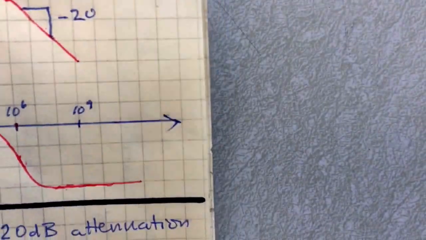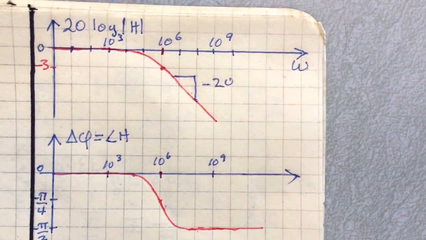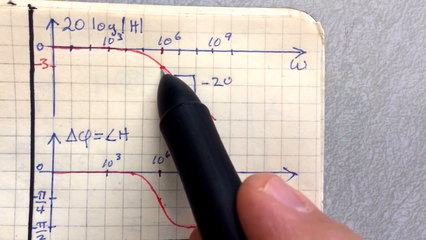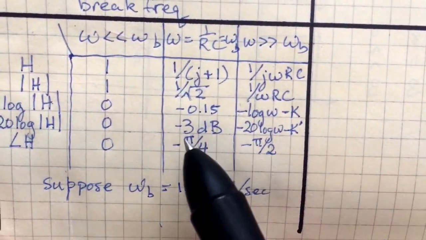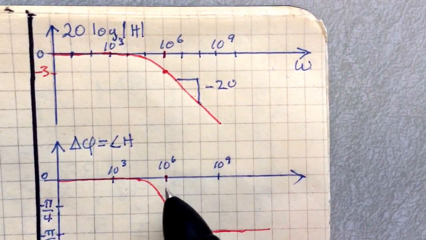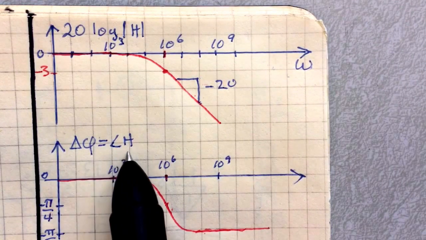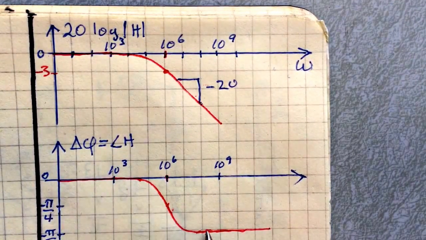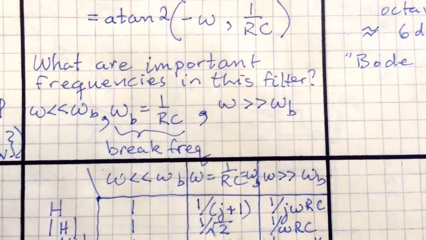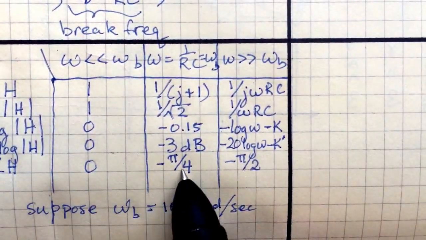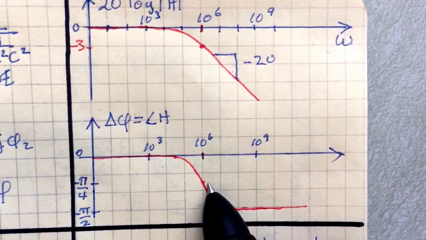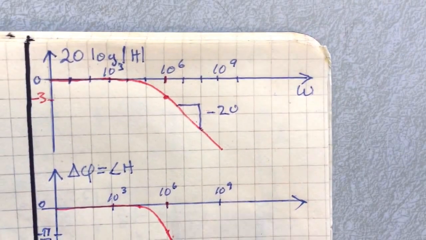All right, so where does that leave us? So we can actually do this plot. It's a fair amount of work, so I just transferred some of the points. So at 10 to the 6, I gave the minus 3 dB. We had that from down here, okay? And then the delta phi is the angle of h. We had this phase shift. We went from 0 to minus pi over 4 to minus pi over 2 as we went through the break frequency. Now we did a 3 dB.